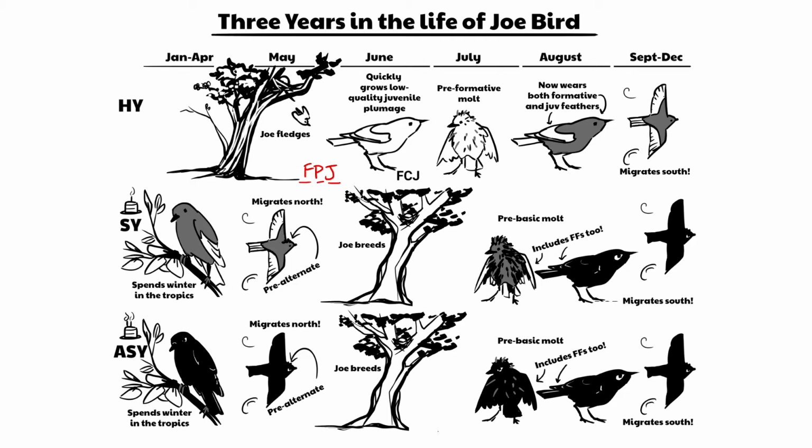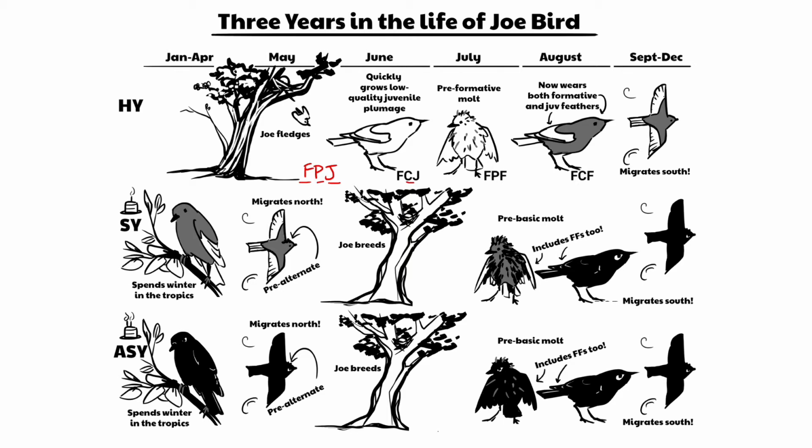Once he's done with that, his first cycle juvenile, no longer pre anything. But pretty quickly he's going to do a pre-formative molt. So we're again in the first cycle, and he's doing a pre-formative molt. It's just written just like it is.